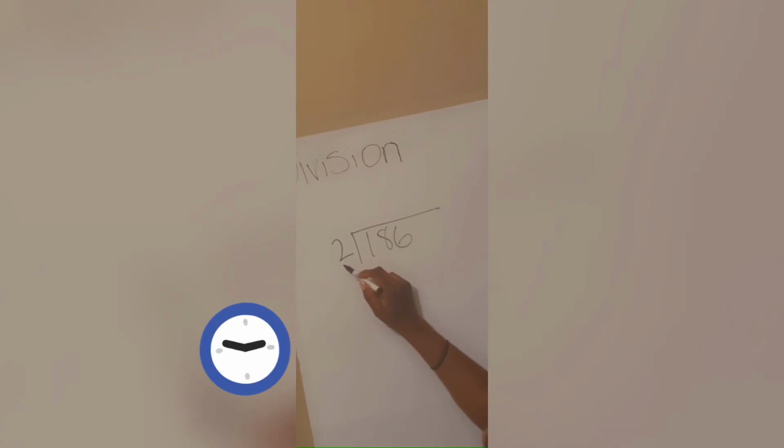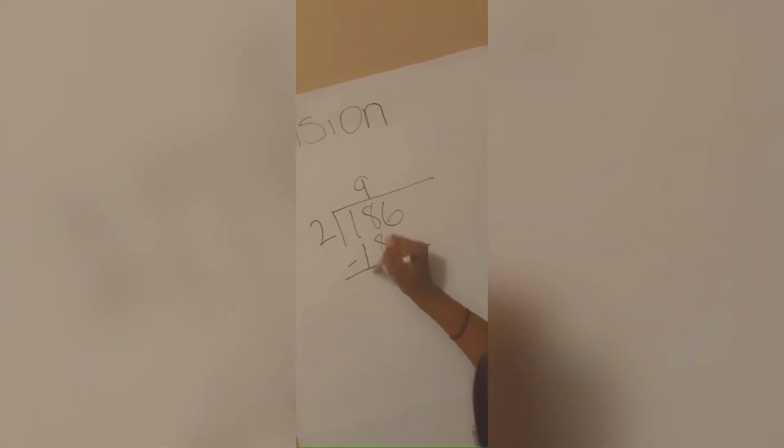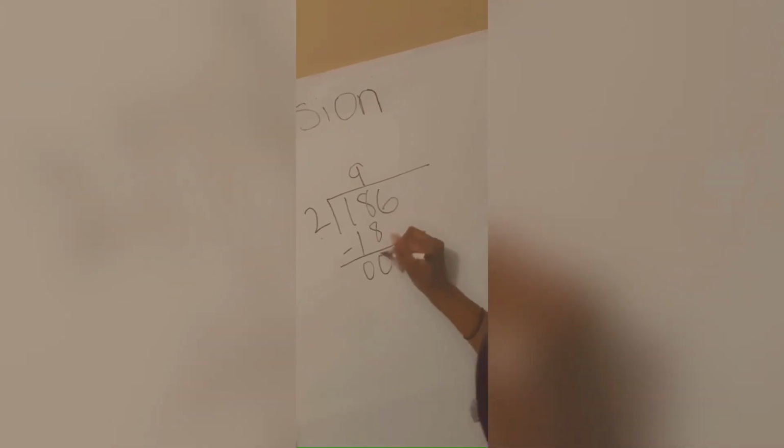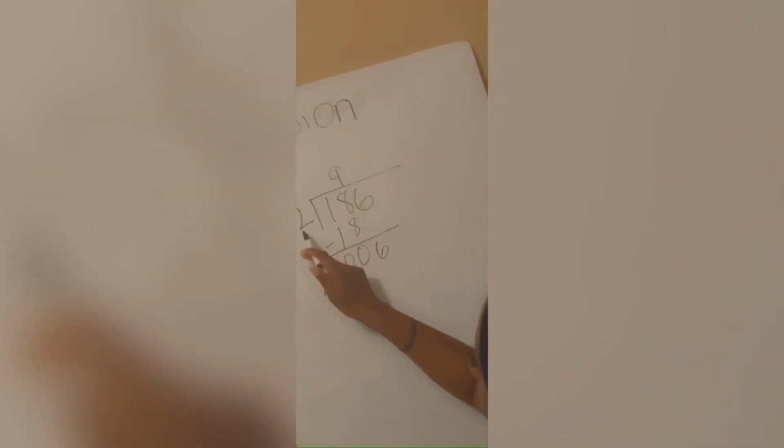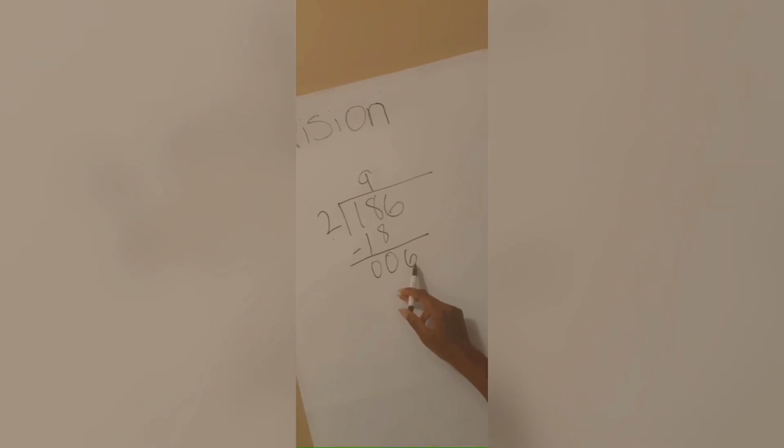We're going to do another question. How many times can 2 go into 18? 2 goes into 18 9 times. This is going to be a 0 right here. It's going to be empty. So 2 times 9 is 18. You're going to subtract it. 1 minus 1 is 0. 8 minus 8 is 0. We're going to bring down the 6. Now you're going to say, how many times can 2 go into 6? 2 goes into 6 3 times, because 2 times 3 equals 6.